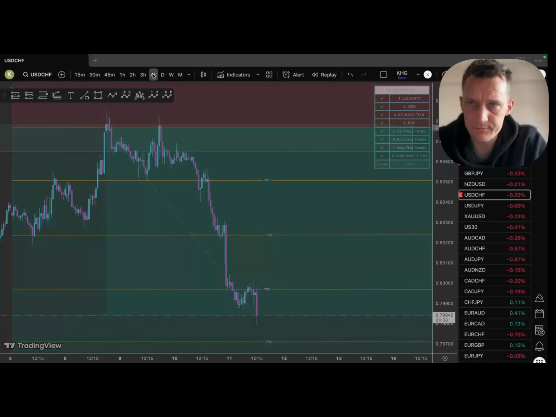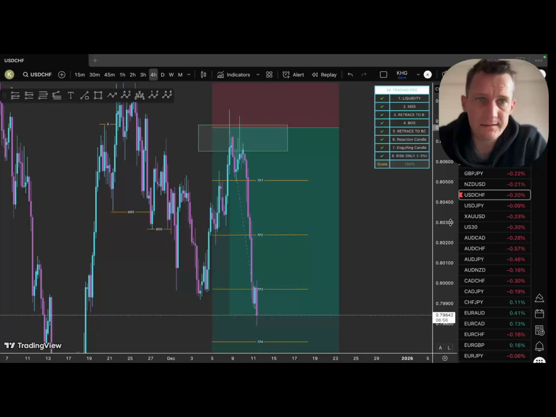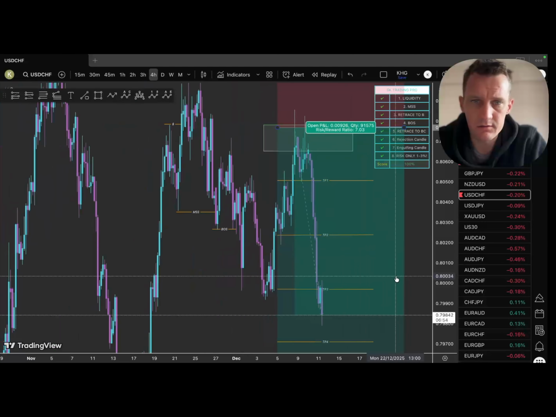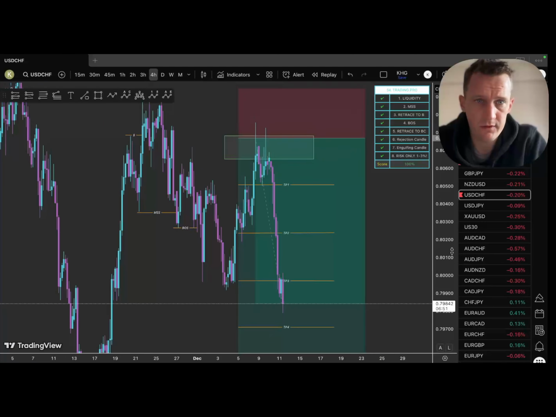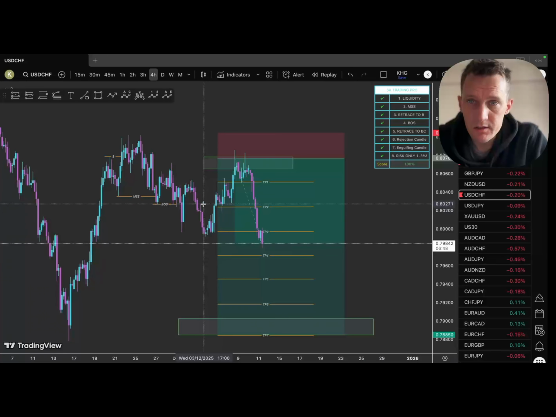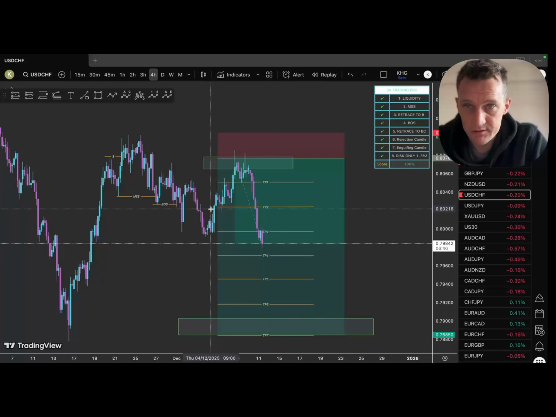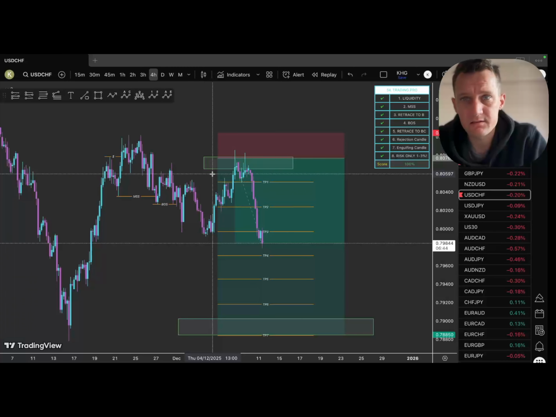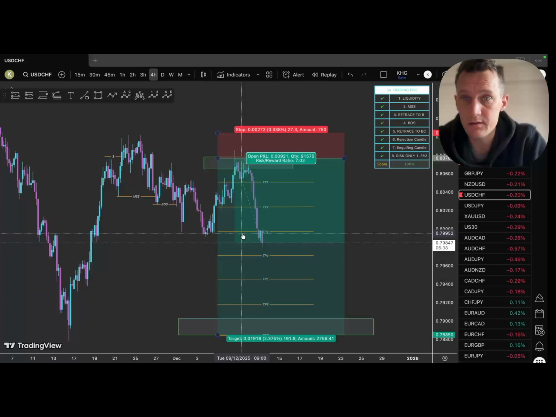This is the USDCHF, the dollar franc. And I was initially up 0.5%, and then I took a loss 1%, so I was down 0.5%, and now I'm up 3%, minus the 0.5%, so I'm up 2.5% on the TP3.